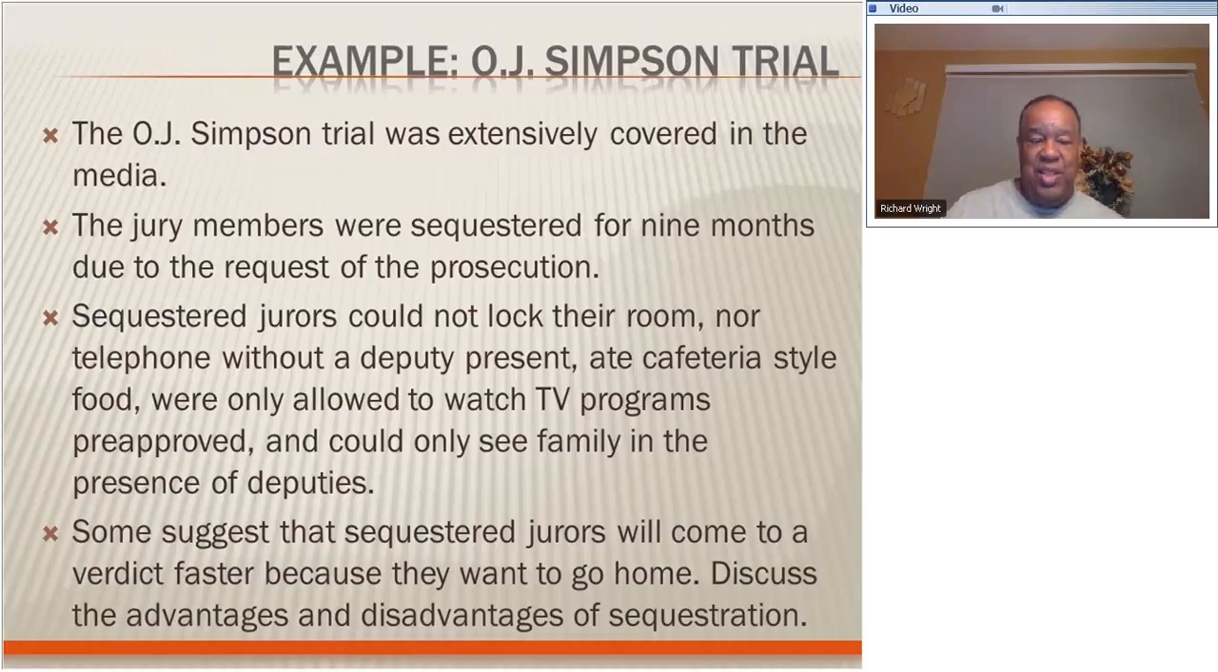The O.J. Simpson case, we talked about that, was extensively covered by the media. The jurors were sequestered for 9 months. So there are some arguments about sequestered jurors, that they're also under pressure to reach a decision, but you know what happened in that case.